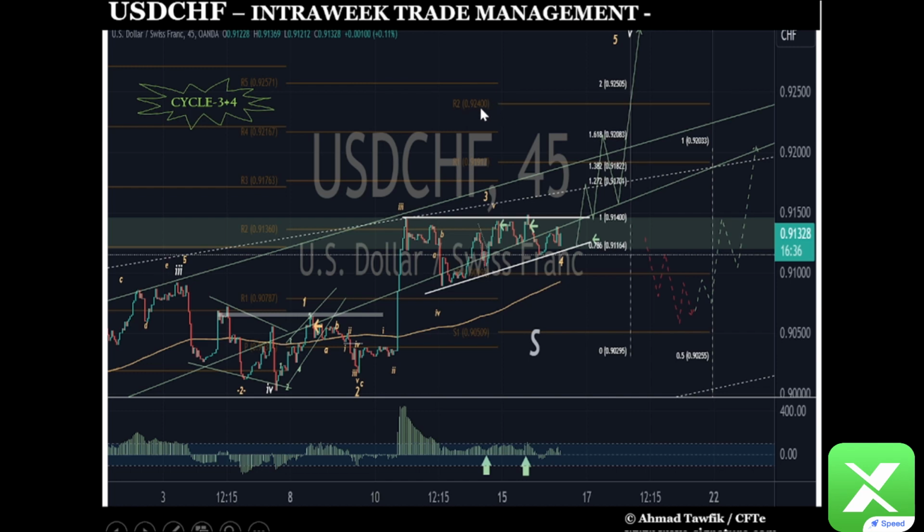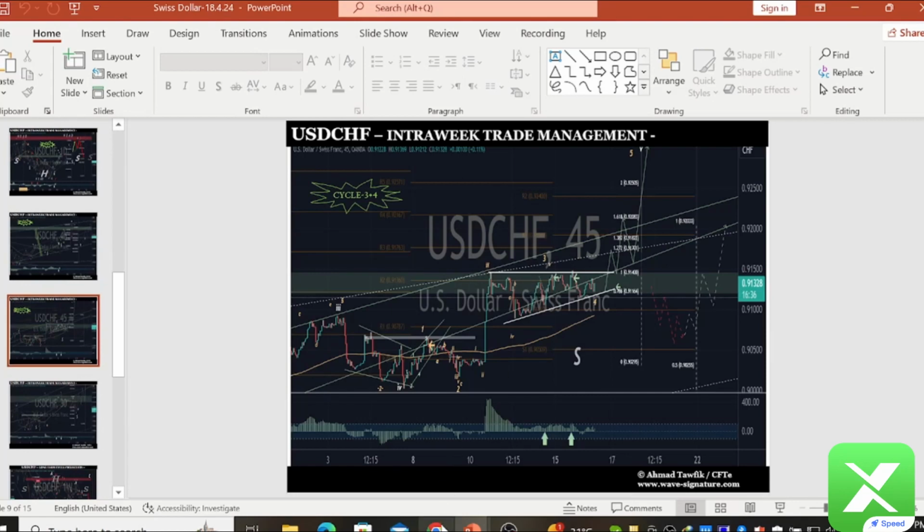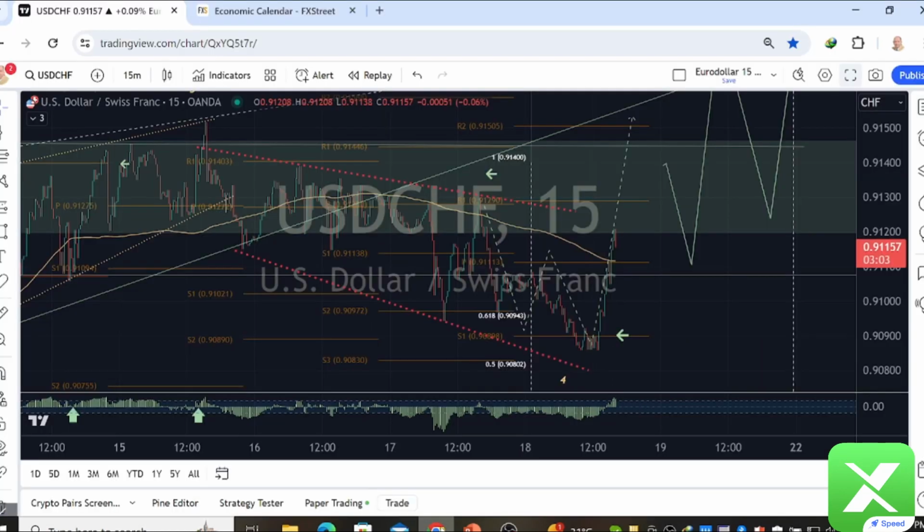So we're looking at targets, resistance through here on the 45-minute chart, 92.40, and possibly, I believe, 92.80, 93. So we will hold the trades across the end of the week, take them into next week. We should be seeing these targets. Let's take a look at the momentum picture.